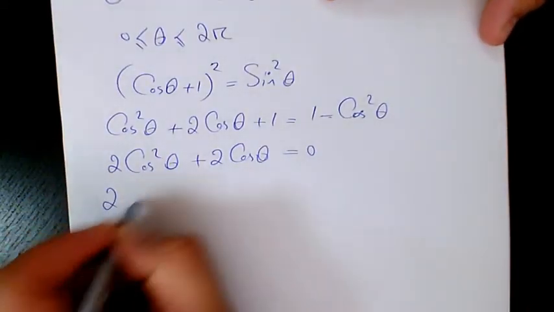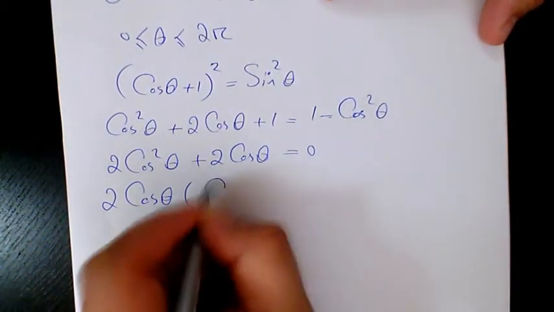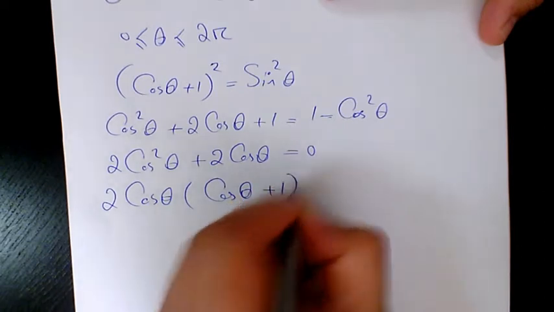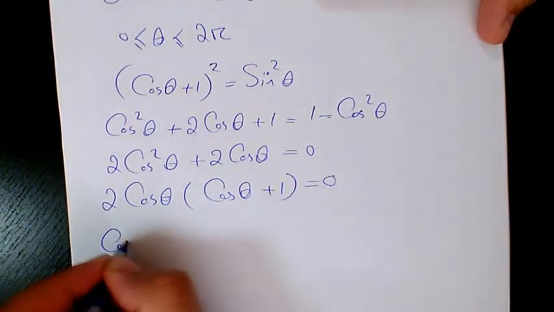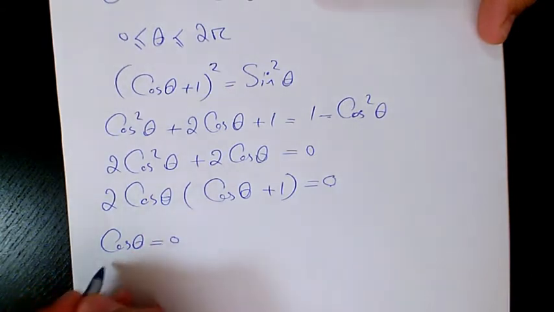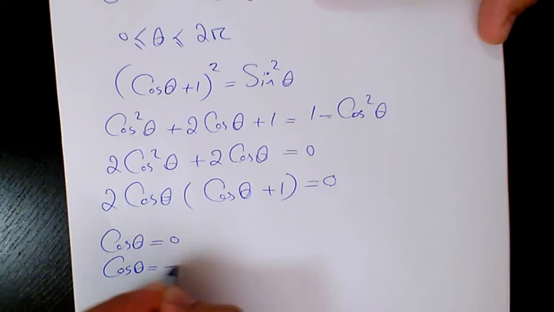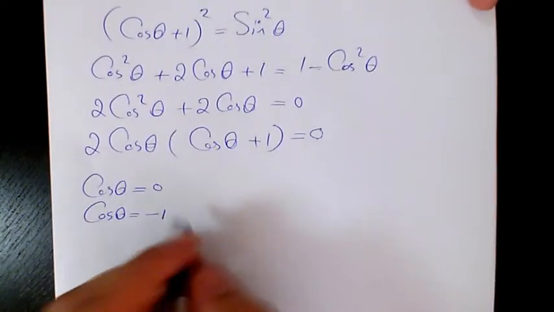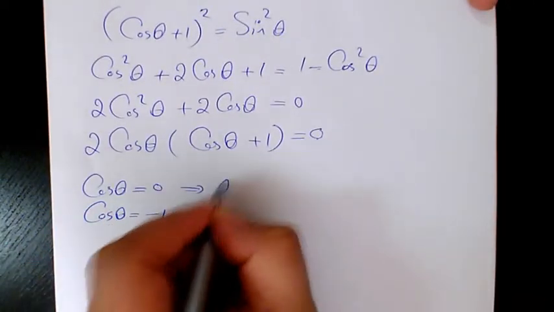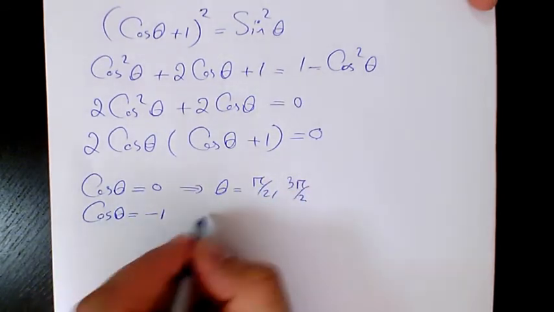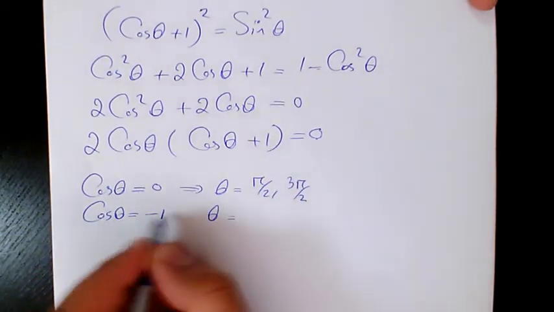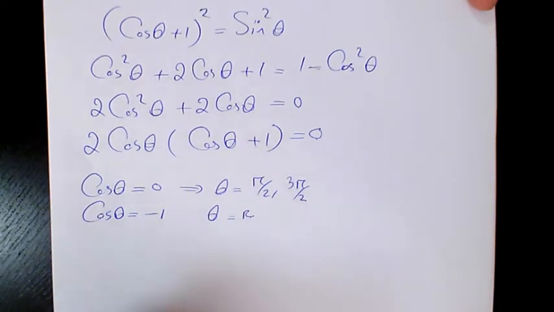Then I factor out 2 cosine theta. It's going to be cosine theta plus 1 equals 0. Then we have two situations: cosine theta equals 0 or cosine theta plus 1 equals 0, which means that cosine theta equals negative 1. Cosine theta is 0 when theta is pi over 2 or 3 pi over 2. And cosine theta equals negative 1 when it is pi.